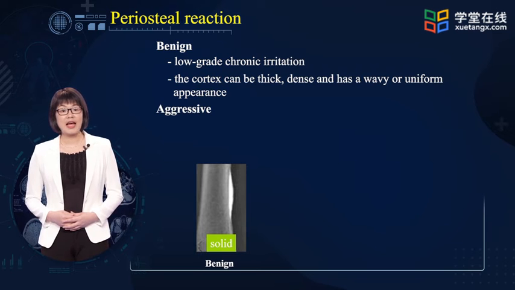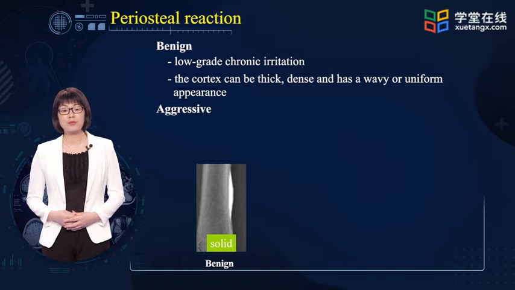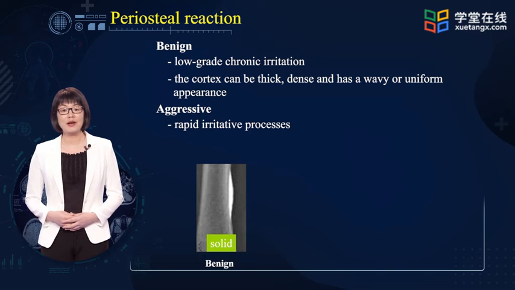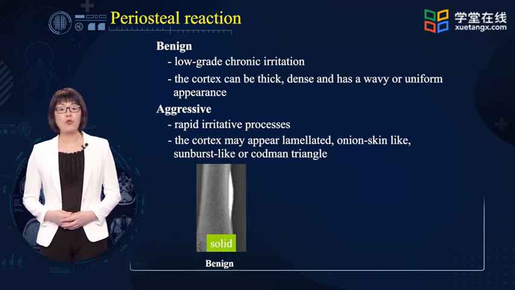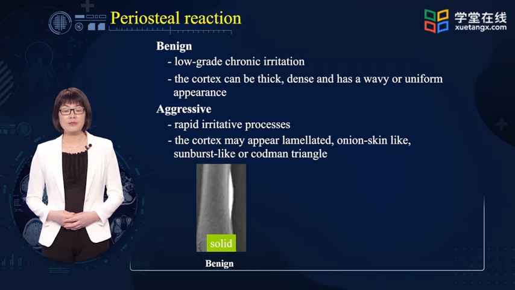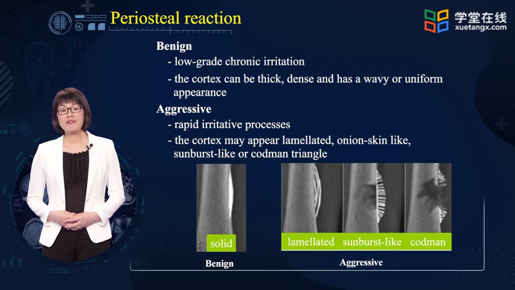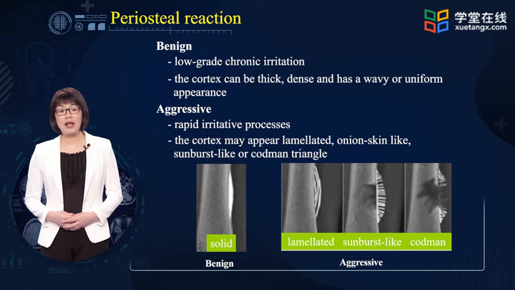Aggressive periosteal reaction comes from a rapid irritative process, which does not allow the periosteum time to lay down or consolidate new bone to form normal cortex. The reaction may appear laminated, onion skin-like, sunburst-like, or form a Codman triangle. One can find aggressive periosteal reactions not only in malignant tumors, but also with more benign processes like infection, trauma, etc.